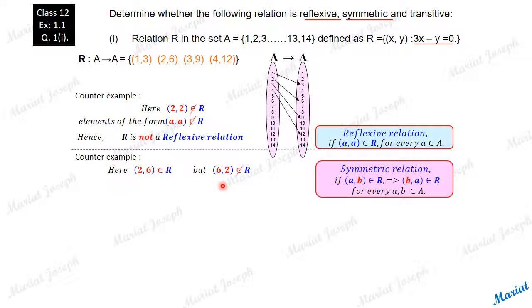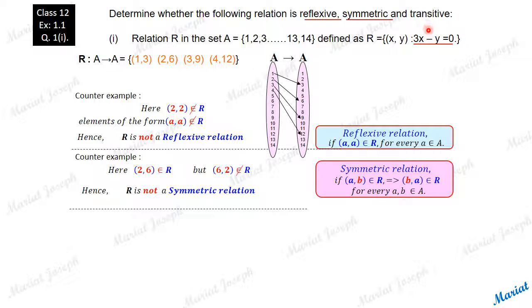(6, 2). When x is 6, y is 2, the equation is not going through. So, this numerical example goes against this definition. So, we say the relation is not a symmetric relation.